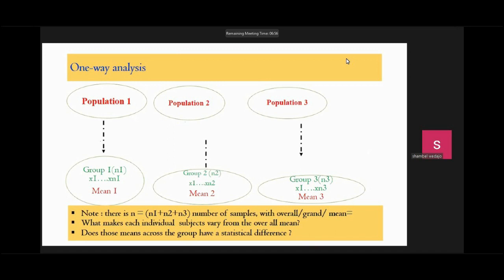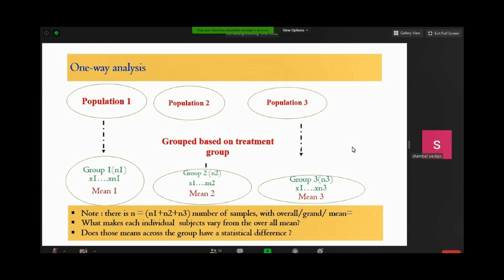You may have 10 individuals. In population 3, this population has group 3, which is high socioeconomy, which has N3 samples, starting from sample individual 1 to the final. Each of group 1, group 2, and group 3 has its own mean: mean 1, mean 2, and mean 3. The groups are divided based on the treatment groups, which is the socio-economic status of the mother, being high, low, or medium socio-economy.